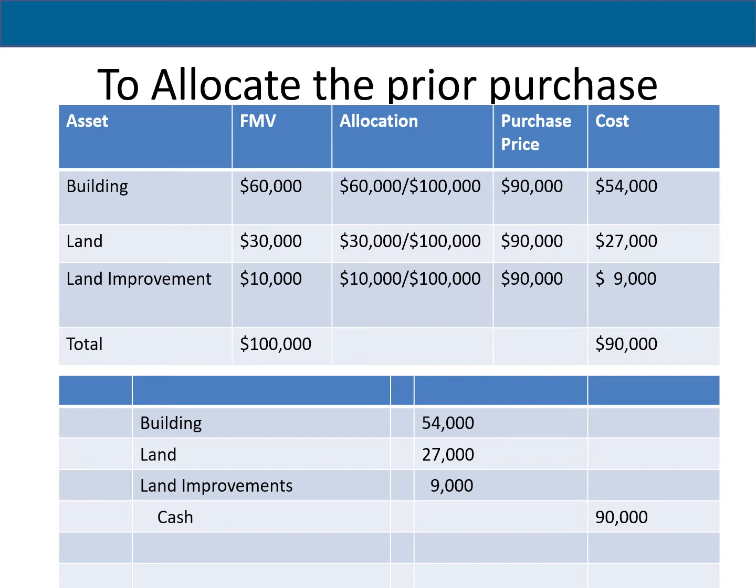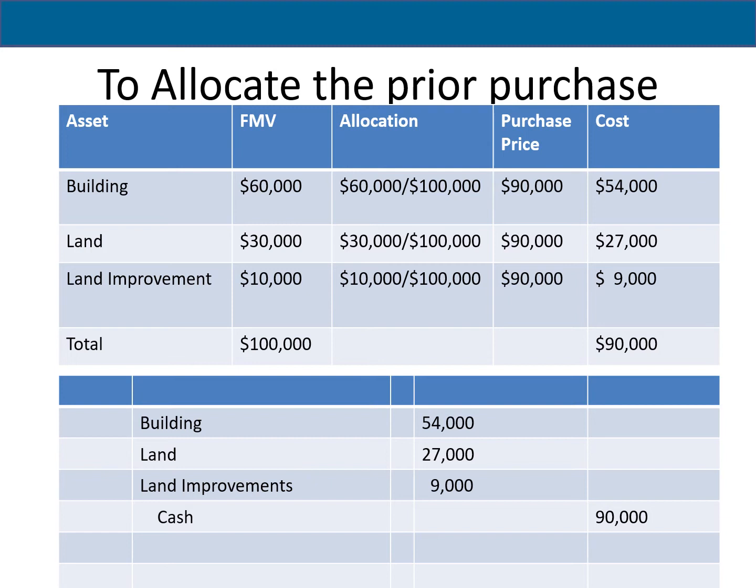The land has a fair market value of 30,000. The total fair market value of all of the assets is 100,000. 30% of 90,000, the purchase price, the amount that would be allocated to the land is 27,000. And then finally, the land improvements. Their fair market value is 10,000 over the 100,000 total fair market value of all three assets. 10% of what we paid for them, 90,000, will be allocated to the land improvements.